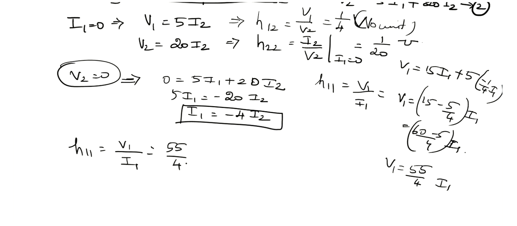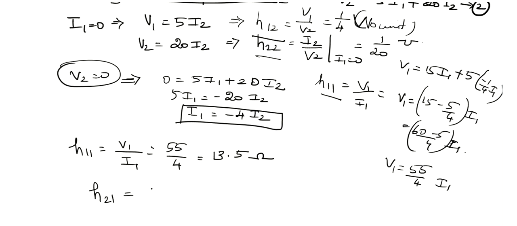So 55 by 4, when we simplify, we get 13.75. V1 by I1 is an impedance. Finally, what is left out? H11 and H12 are over, and H21 is pending.